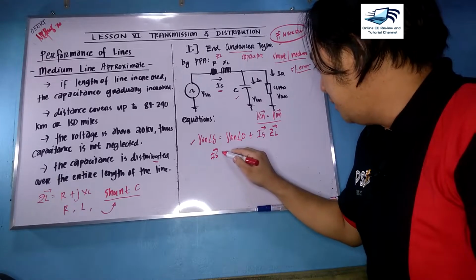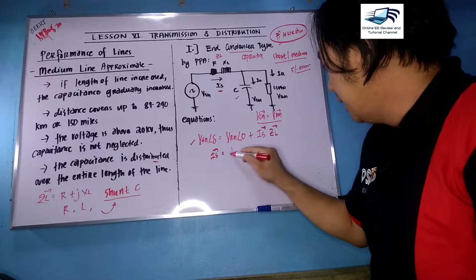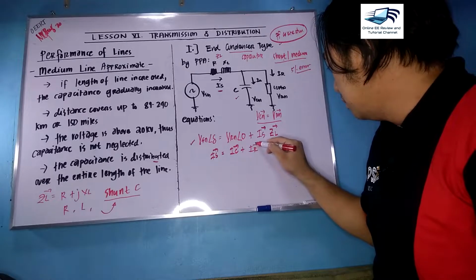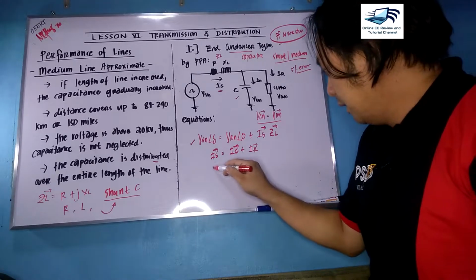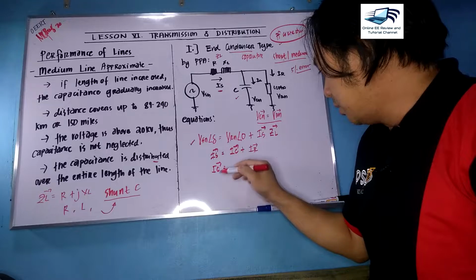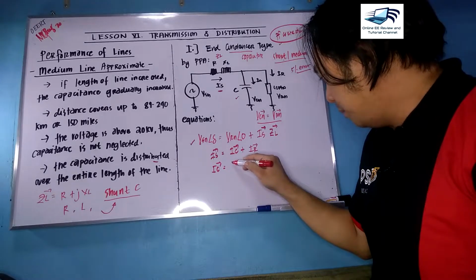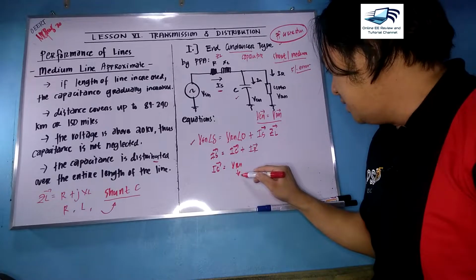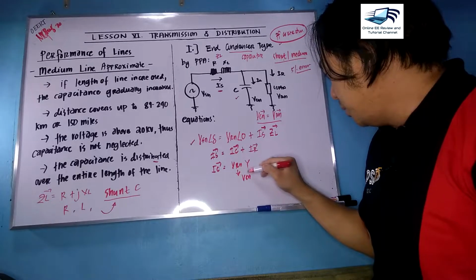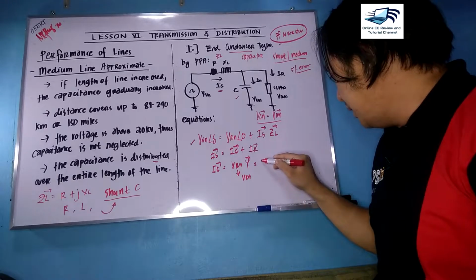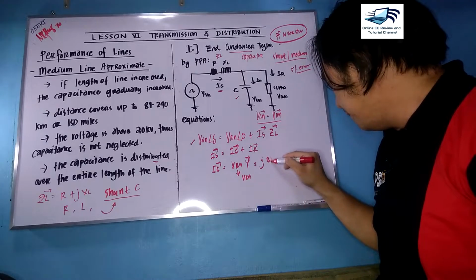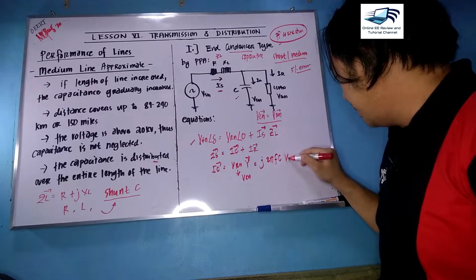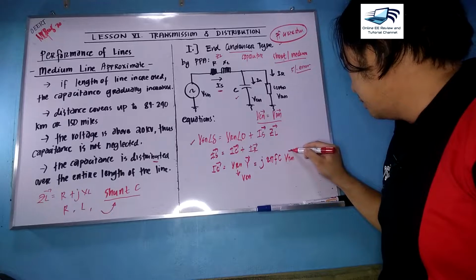IS can be computed by having the charging current plus your receiving end current. You can still recall, your charging current can be computed from your VRN, which is equal to your VCN, multiplied by your admittance. In this case, we have the capacitance C, and you multiply it by VRN.